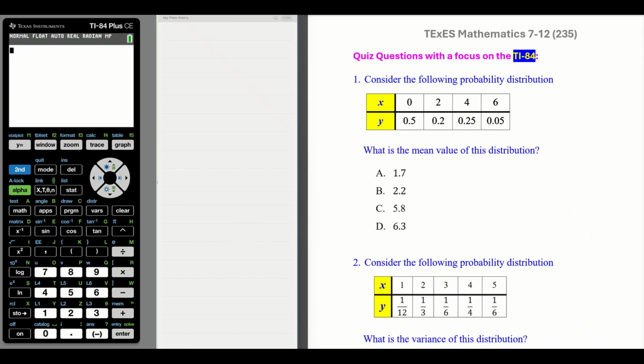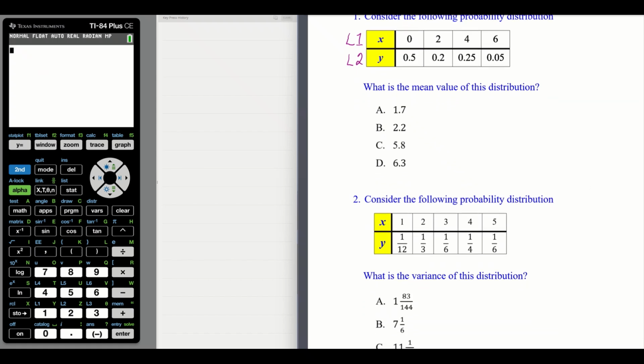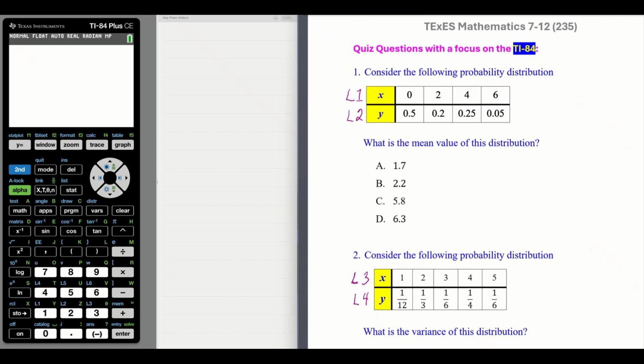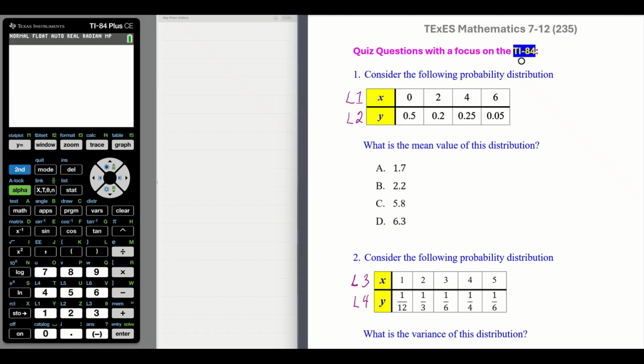Okay, number 1, consider the following probability distribution. In this case, we need to enter this into our TI-84, and this will be L1. Your X values are L1, and we're going to put our Y values in L2. And I'm going to jump to number 3. We're going to put number 2. The X will be in L3, and L4 will be this Y. Okay, let's go ahead and designate that real quick. All right, good. Let's enter.